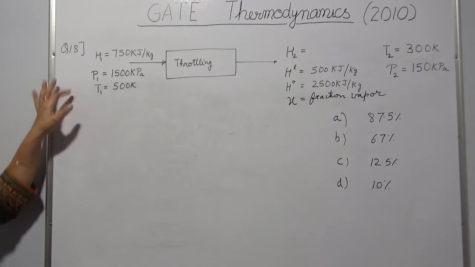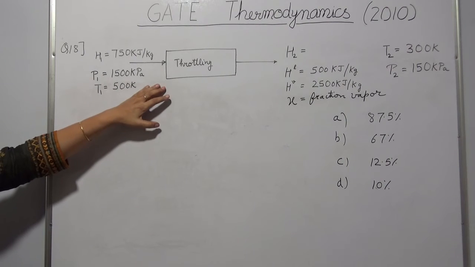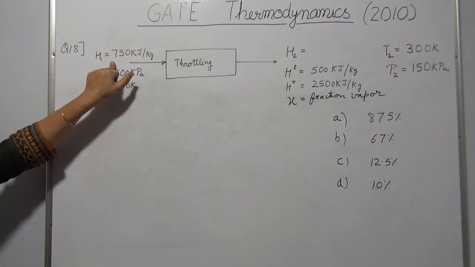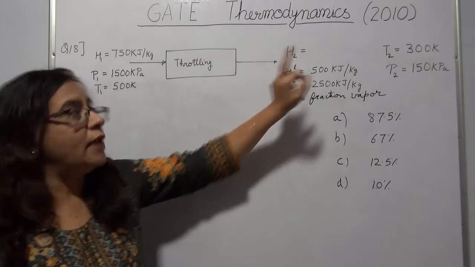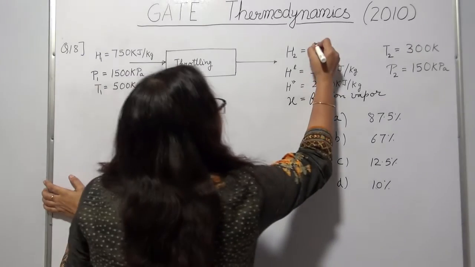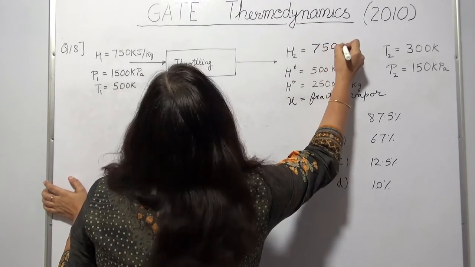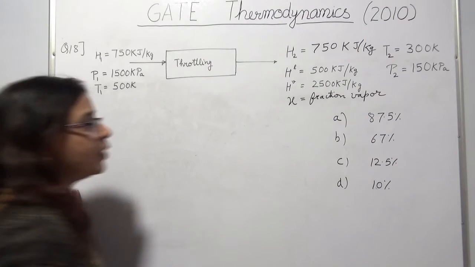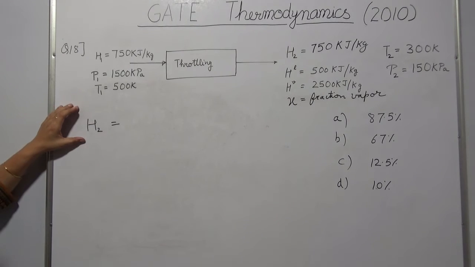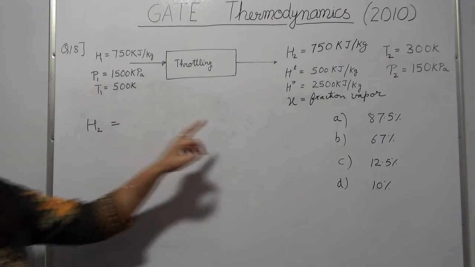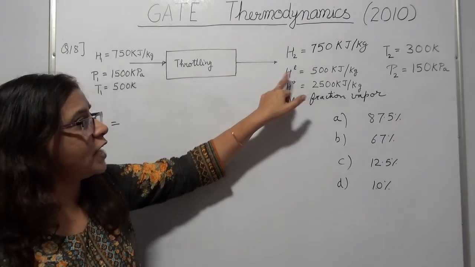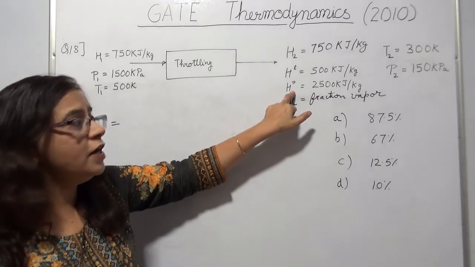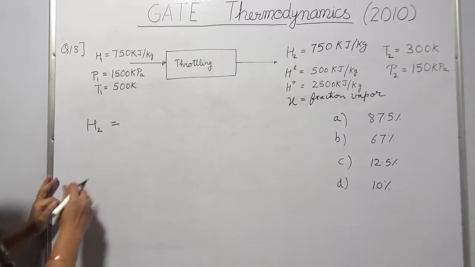It's very simple. As you know, throttling is an isenthalpic process. So your inlet enthalpy should be equal to your outlet enthalpy. So I know right away that my H2 should be equal to 750 kilojoules per kg. If I know my H2, now I can relate it to the specific enthalpies of the saturated liquid and saturated vapor. And how do I write it?